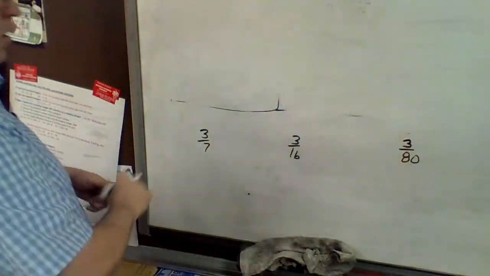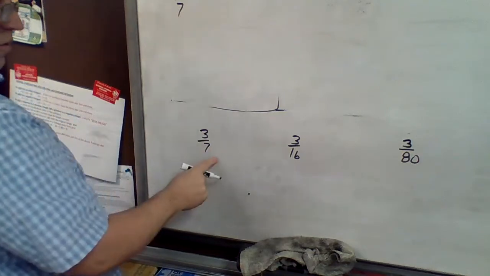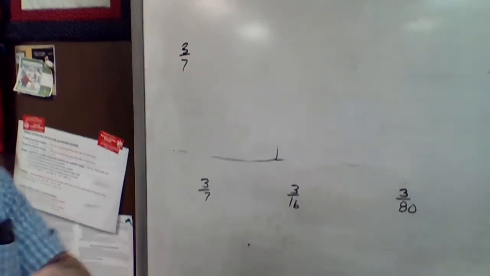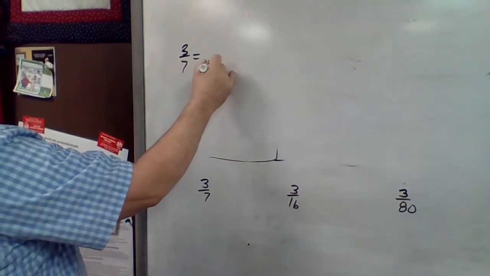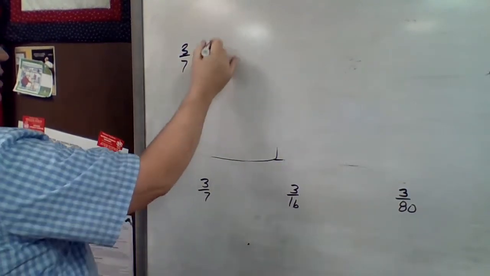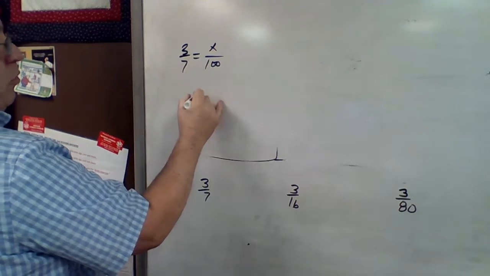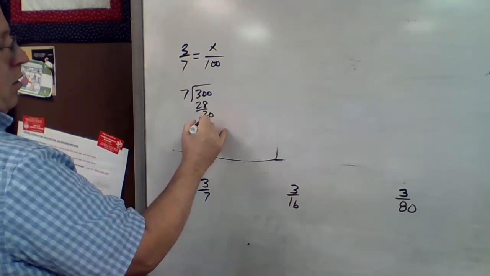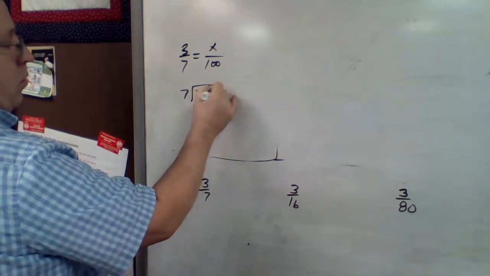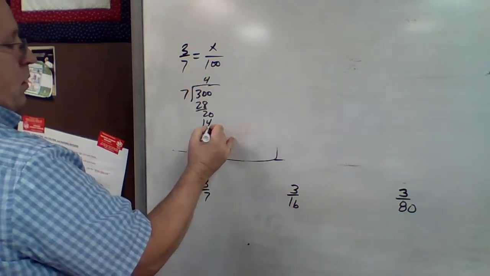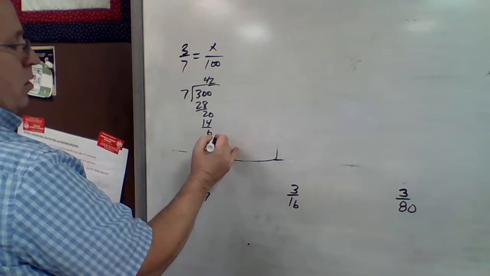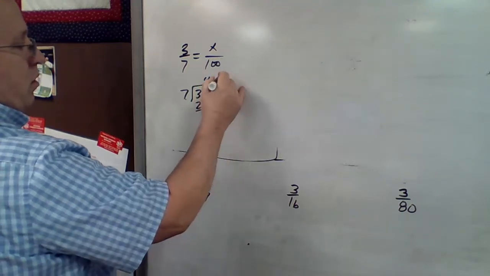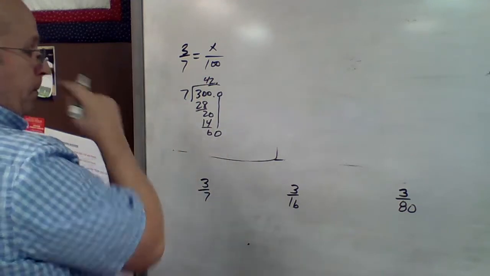Let's solve some of these. How about 3/7? This one down here. We're going to write it up here. Let's change it into a fraction that has 100 as its denominator. 3 times 100 is 300, divided by 7. What do I get? I get a 4, and then I get a 2, and then I'm going to have to bring down a 0. 7 is going to go into that. Wow.